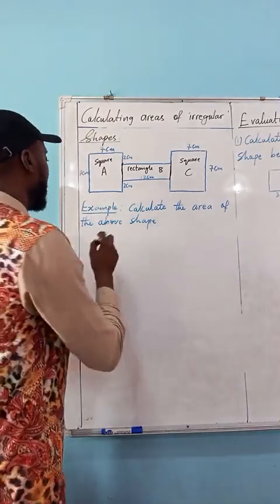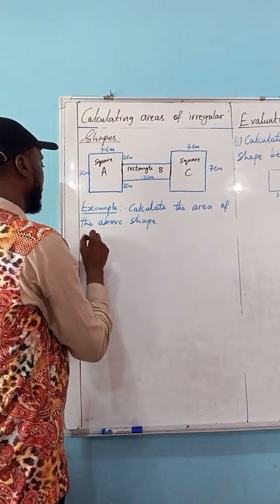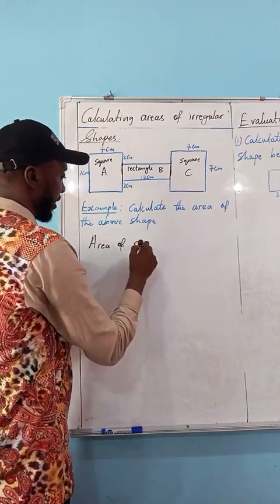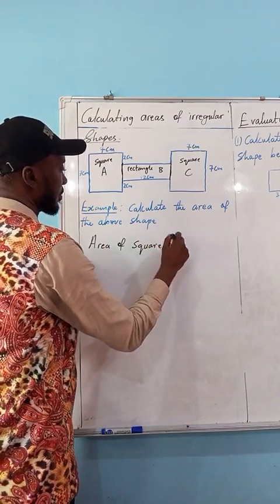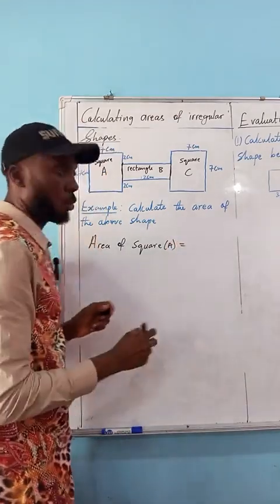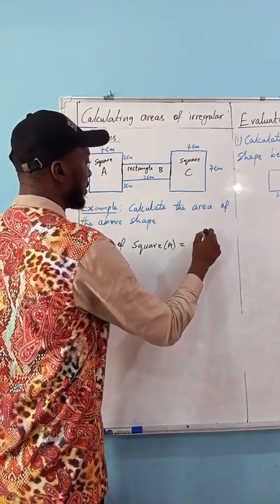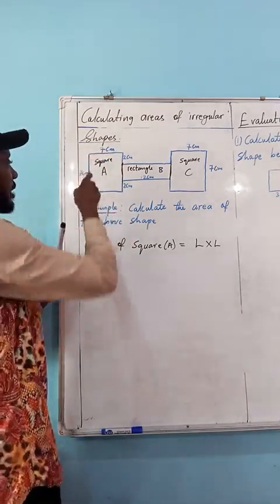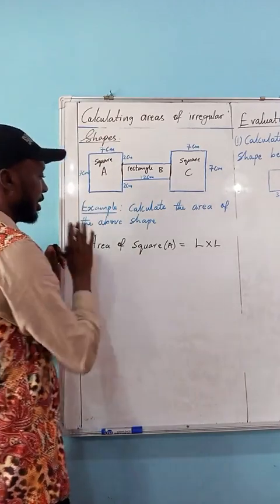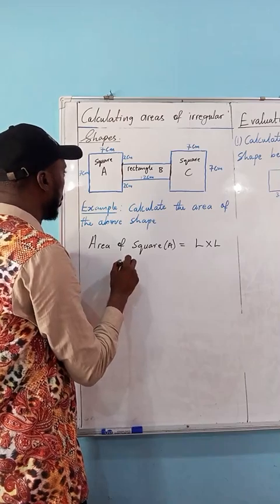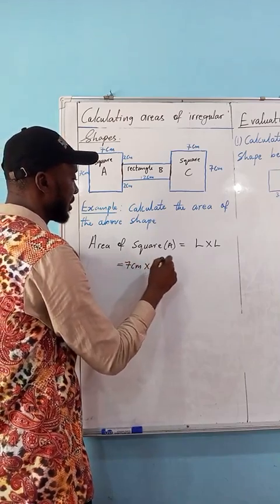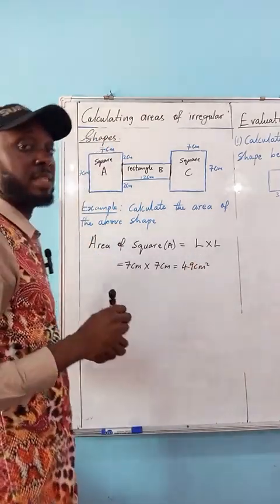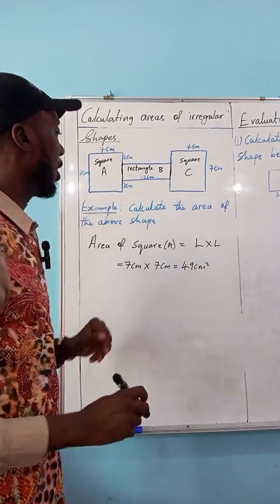Okay, now in calculating the area of a square, area of square A is equal to L times L, length times length. Now we have this as 7 cm there, and we have this as 7 cm. So the length is shown there. So calculating it, it will be equal to 7 cm times 7 cm, which is equal to 49 cm squared. So 49 centimeters squared. So we have gotten the area of square A.